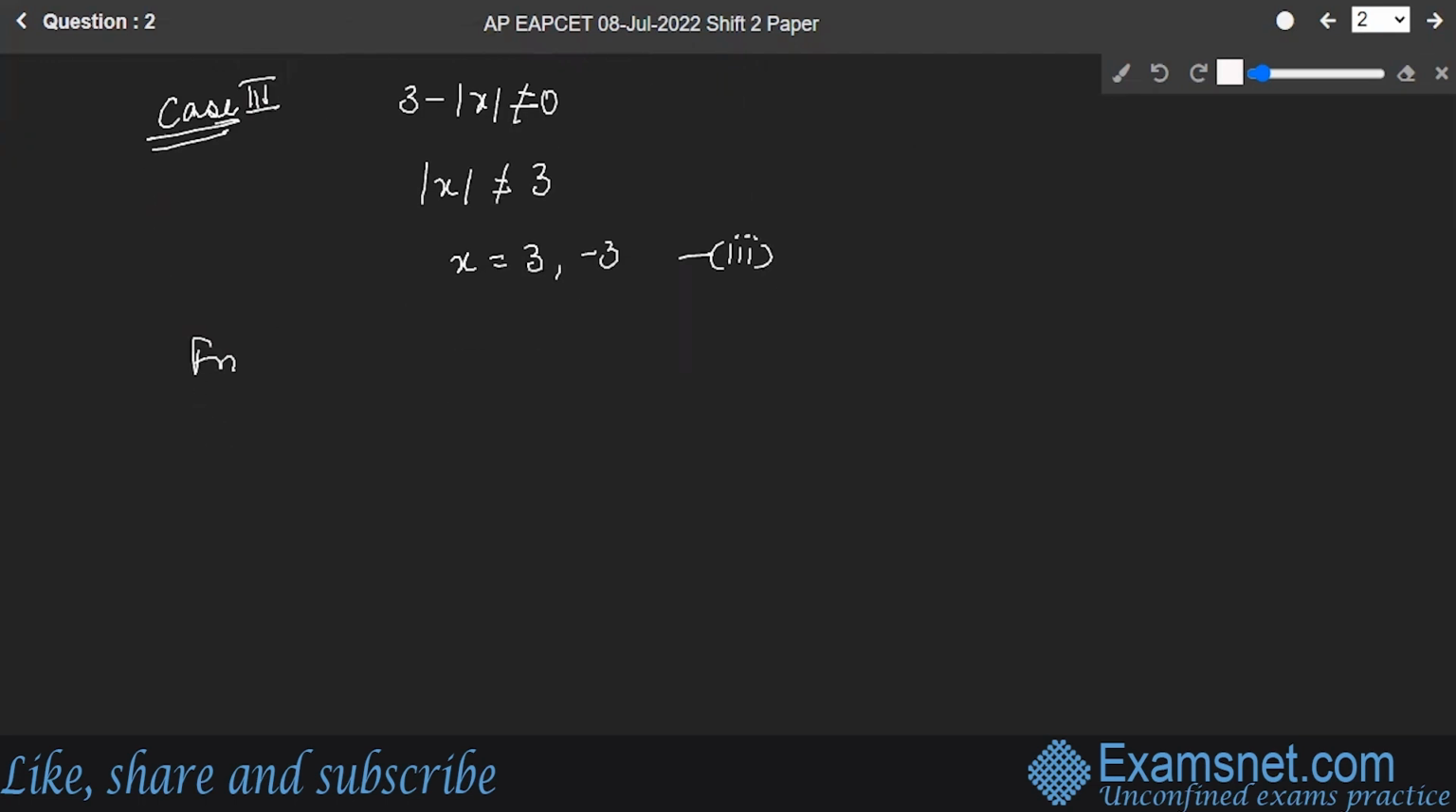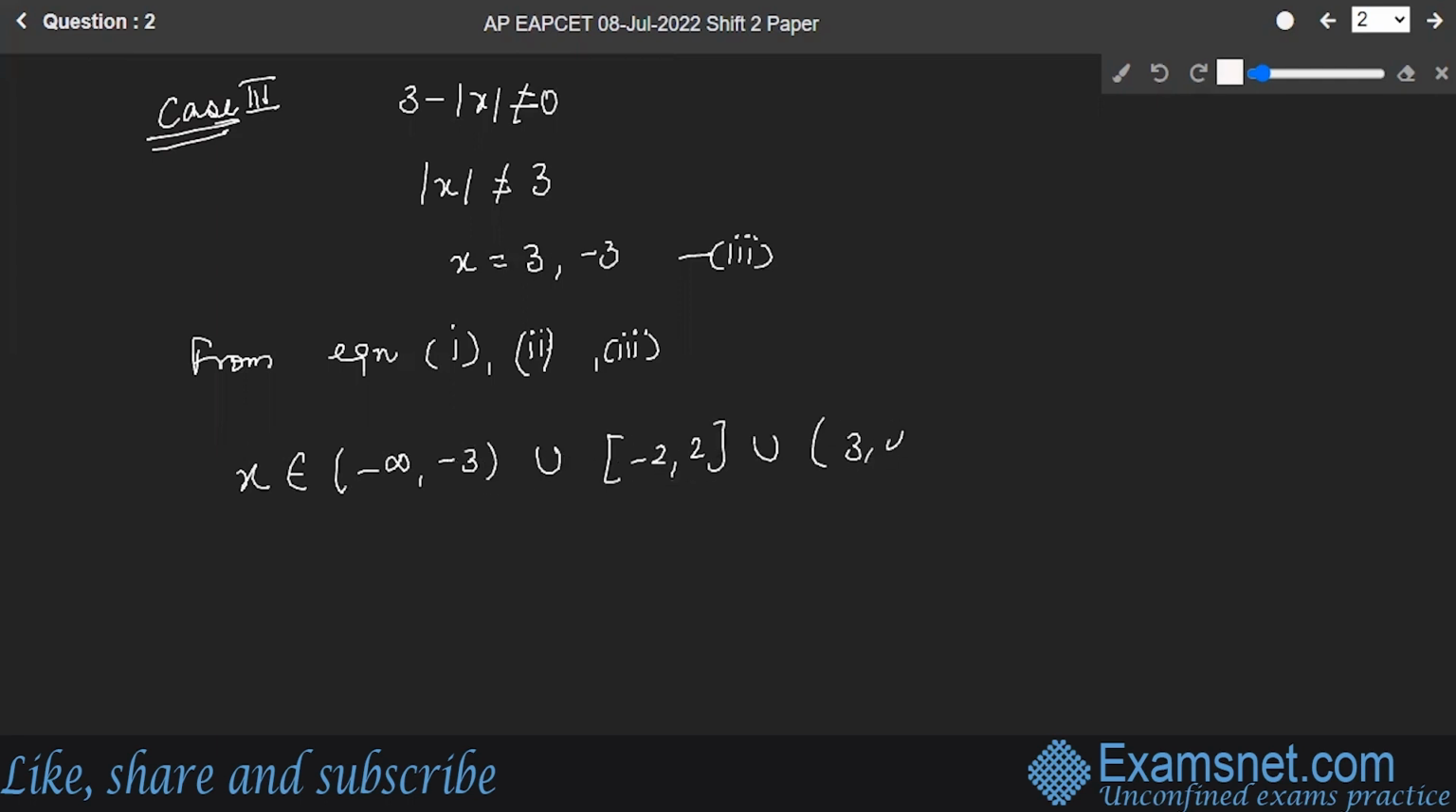From equation 1, 2, and 3, if I conclude all the conclusions that we have seen, so you will have x will belong to minus infinity to minus 3, union, minus 2 to 2, union, 3 to infinity, right? So this one becomes our answer. We are done with the question.